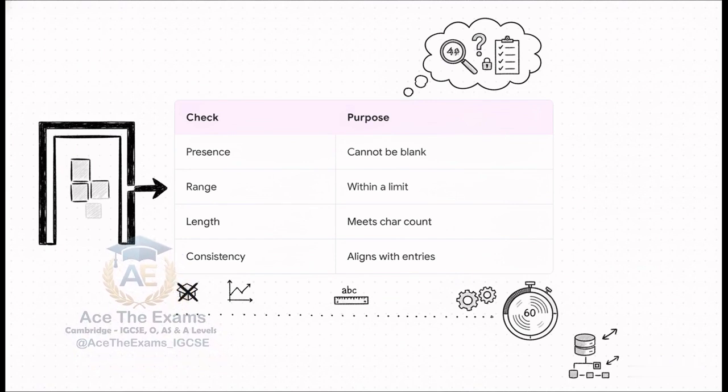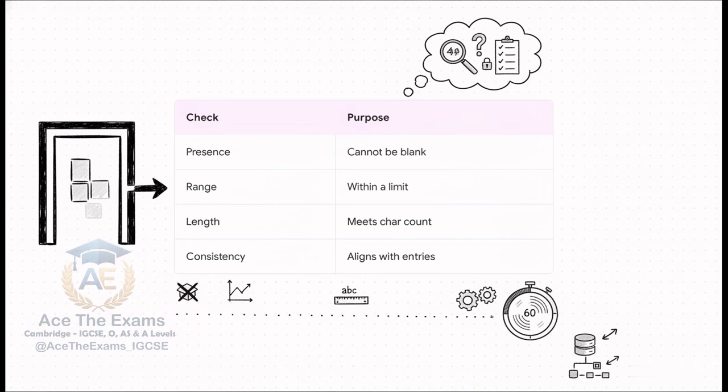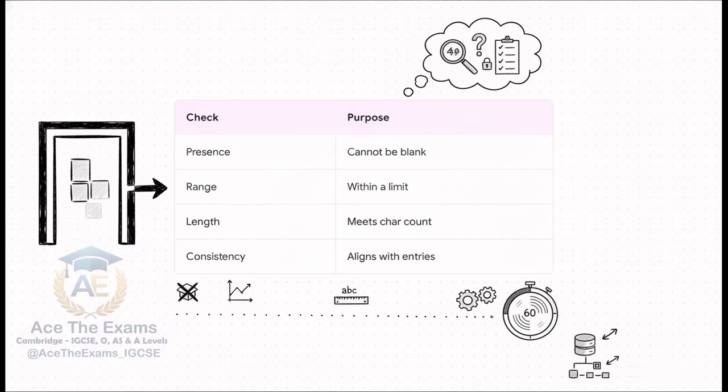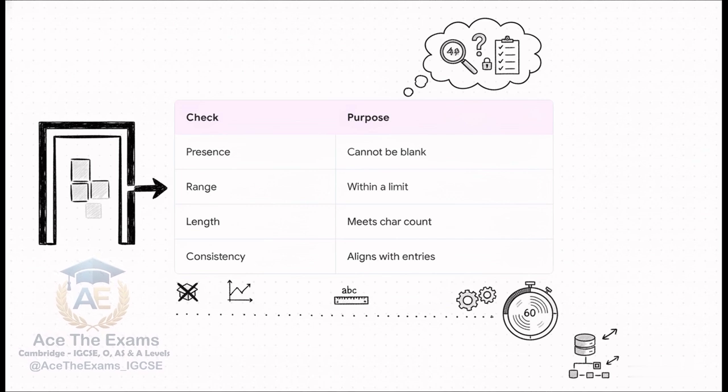You've got a presence check to ensure mandatory fields aren't left blank, a range check forces numbers to fall within a logical limit, a length check counts characters to ensure formatting is spot on, and a consistency check compares two pieces of data against each other to make sure they logically align.